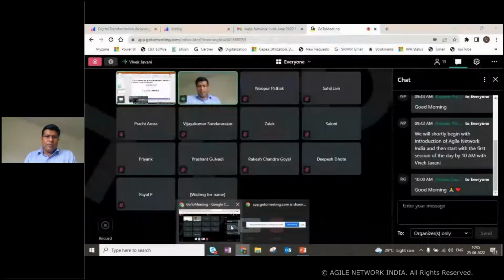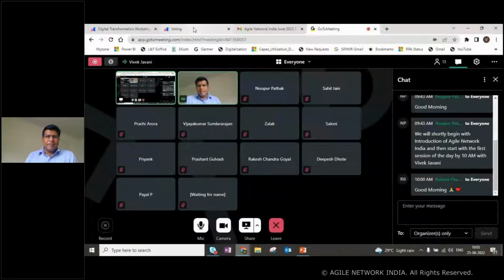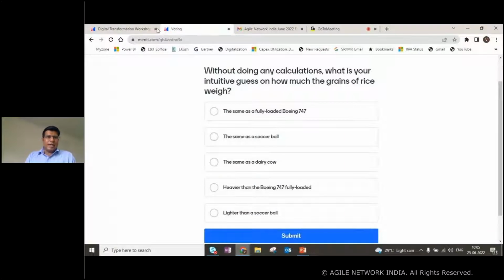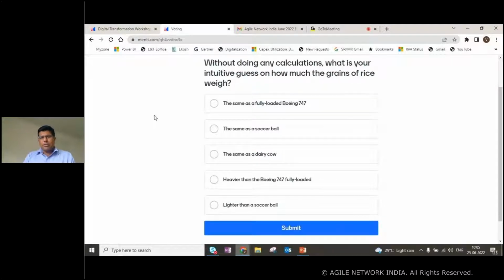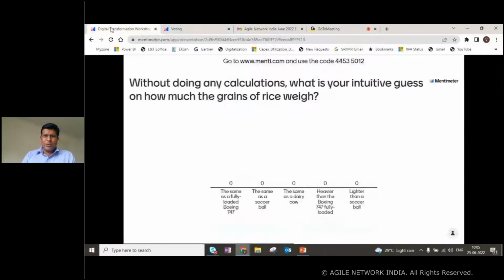When you do that, you will see a screen like this, and you can just go there and select one of the options, like the same as a fully loaded Boeing or a soccer ball. This is just for fun. Any responses would help. At least five responses, and then we can go ahead.